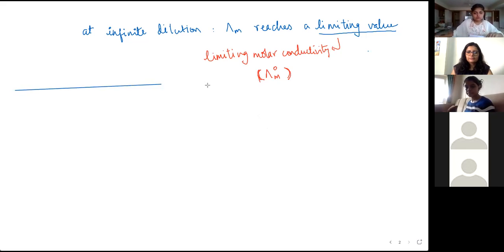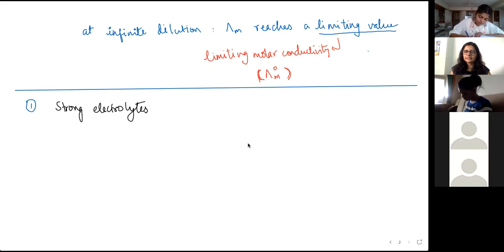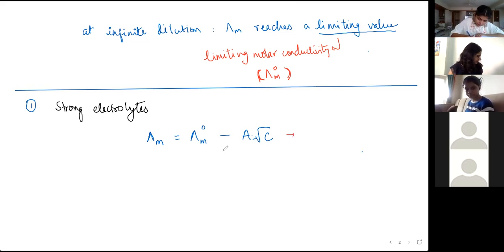So now we'll look at the variation of molar conductivity mathematically. We said it's directly proportional, but how exactly? First case, we talk about strong electrolytes. These equations have been found experimentally by incrementally increasing the concentration and figuring it out. So the variation for strong electrolytes looks like this: molar conductivity is equal to lambda m naught minus A into root concentration. So it varies according to the root of concentration. And this has a specific name. What is it called?